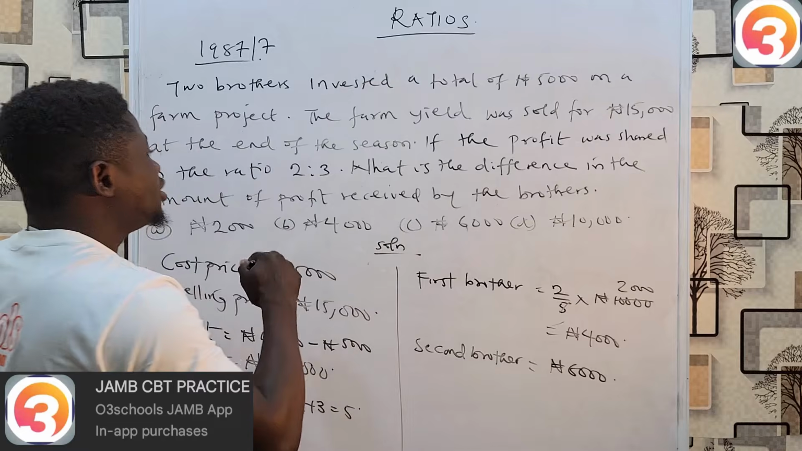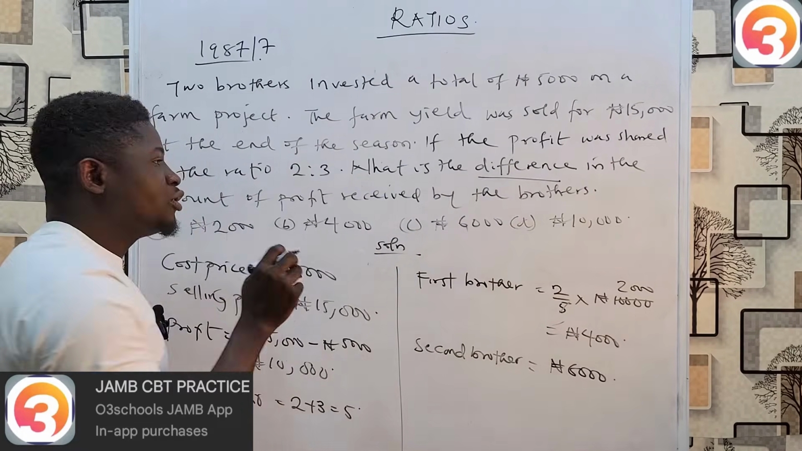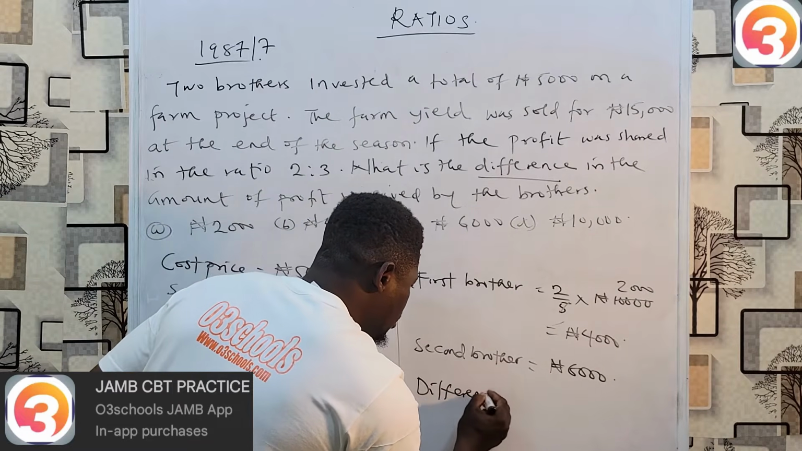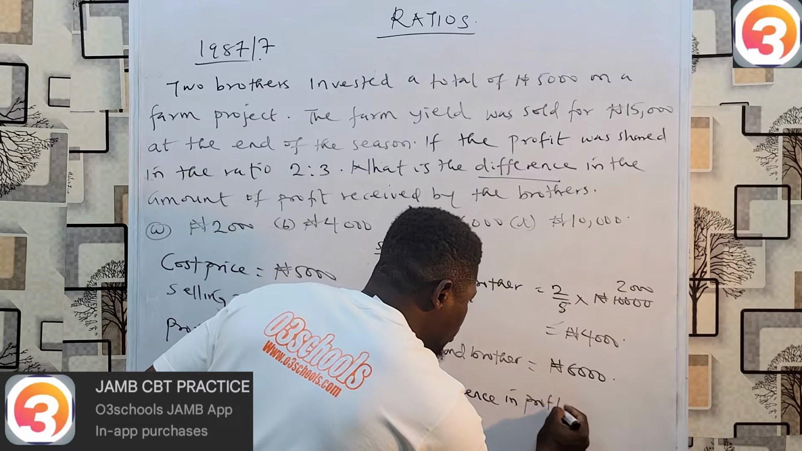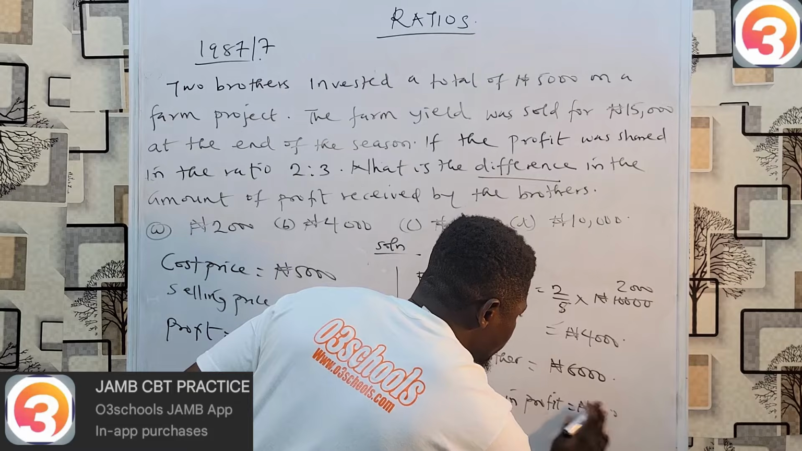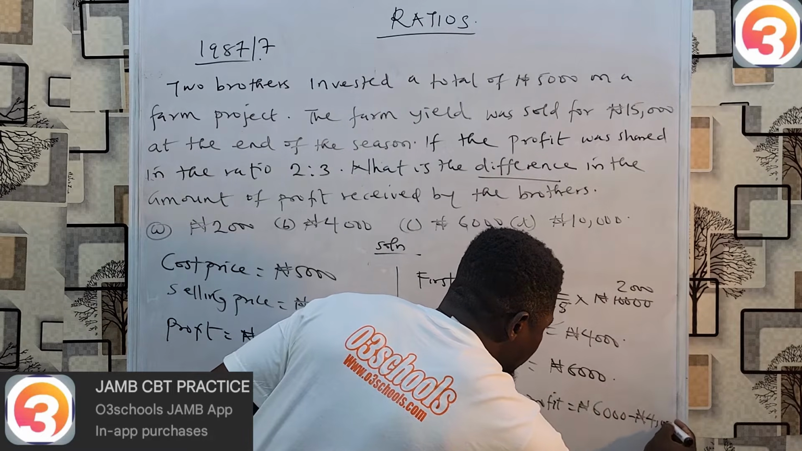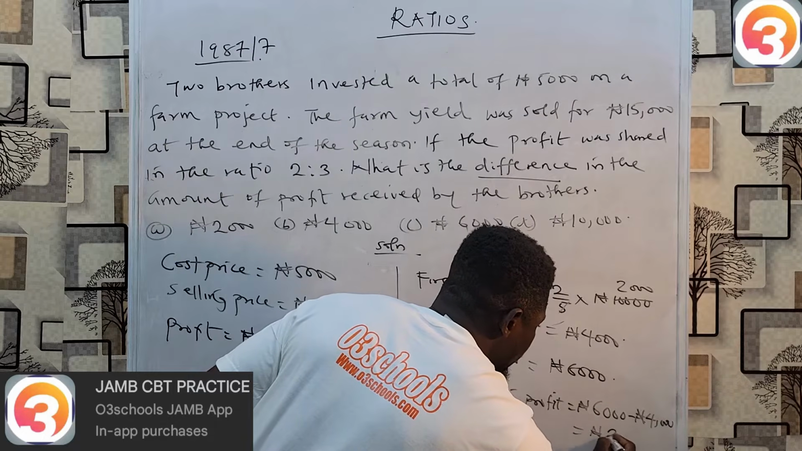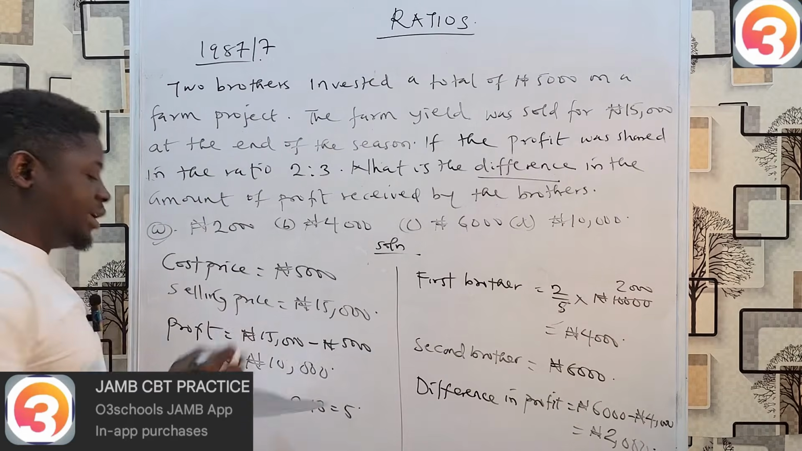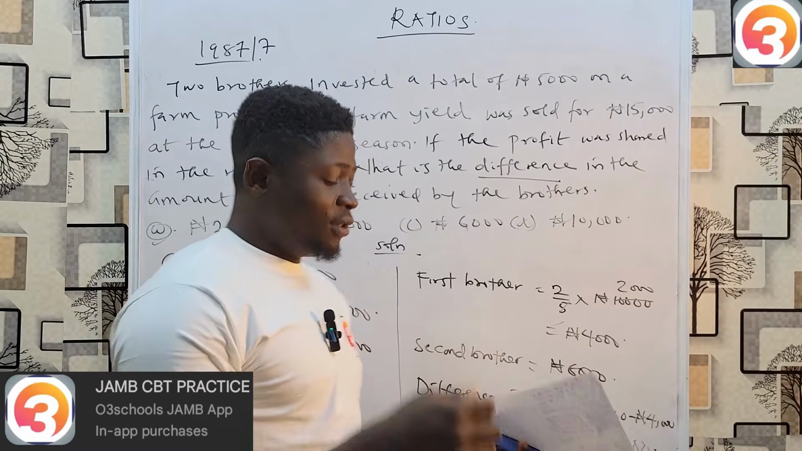Now, the question did not say we should stop there. They ask, what is the difference in the amount of profit received by each of the brothers? So the difference in profit is 6,000 naira minus 4,000 naira, which is 2,000 naira. So it's very, very easy. That's option A. So you see, ratio questions are not difficult. If you just see them, you chop them.